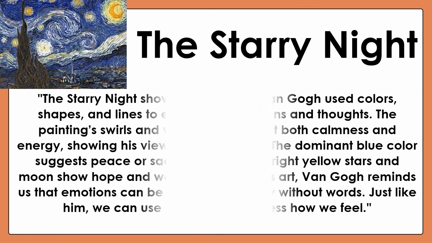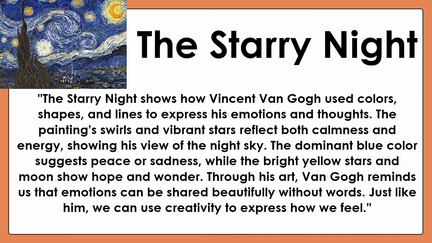The Starry Night. The Starry Night shows how Vincent van Gogh used colors, shapes, and lines to express his emotions and thoughts. The painting's swirls and vibrant stars reflect both calmness and energy, showing his view of the night sky. The dominant blue color suggests peace or sadness, while the bright yellow stars and moon show hope and wonder. Through his art, Van Gogh reminds us that emotions can be shared beautifully without words. Just like him, we can use creativity to express how we feel.